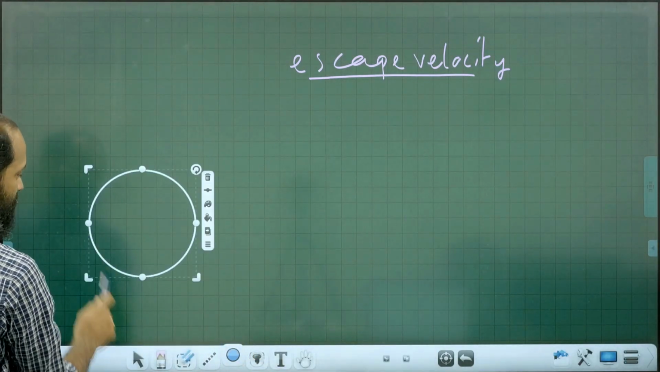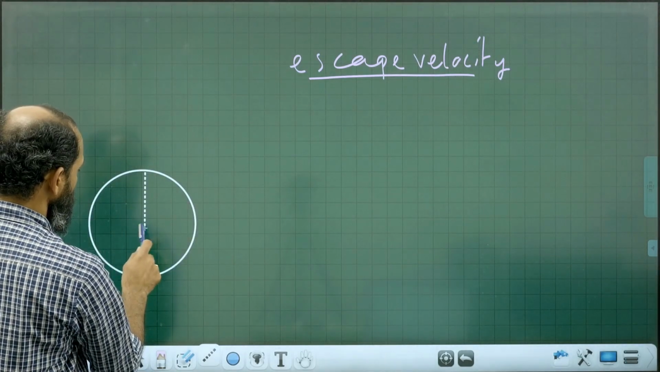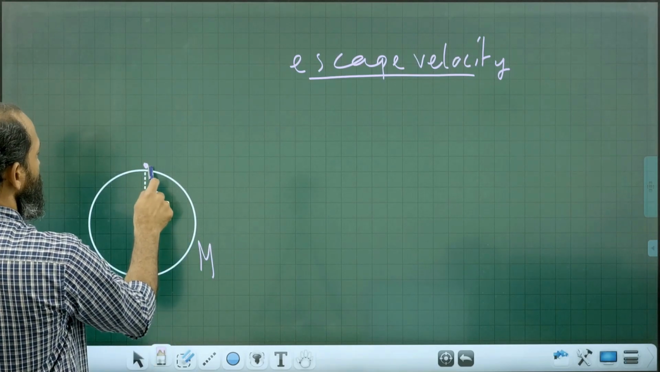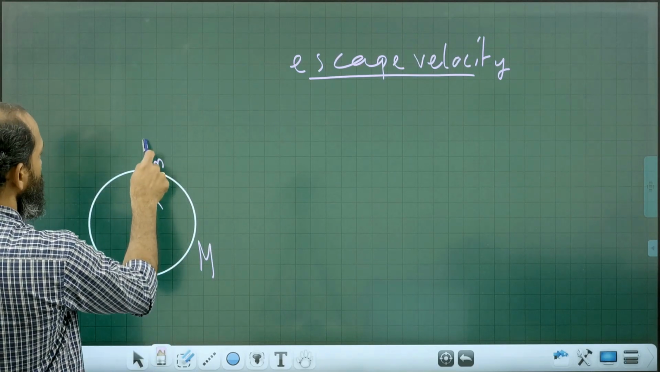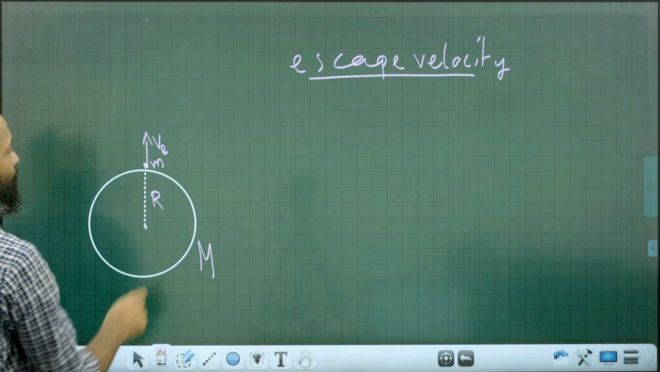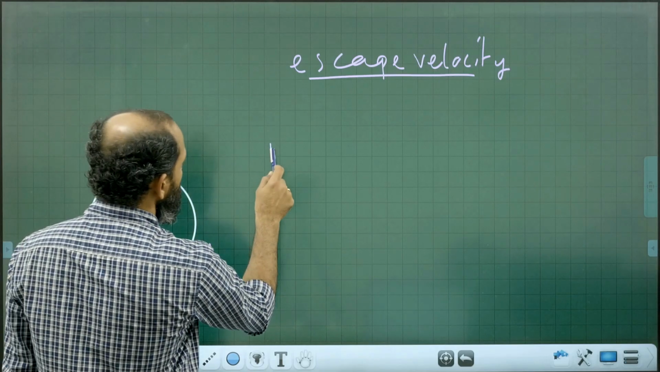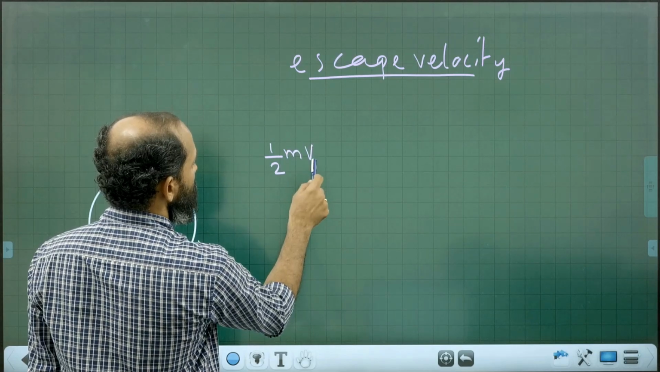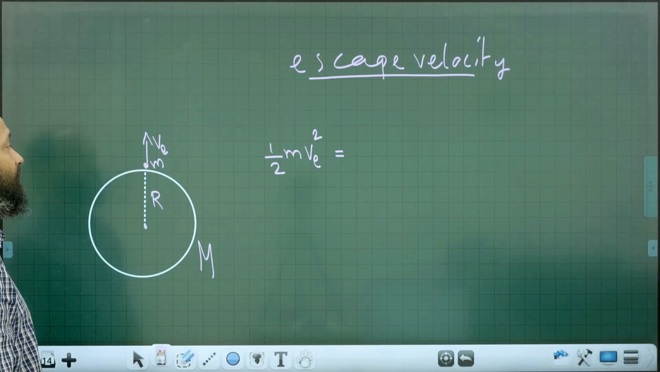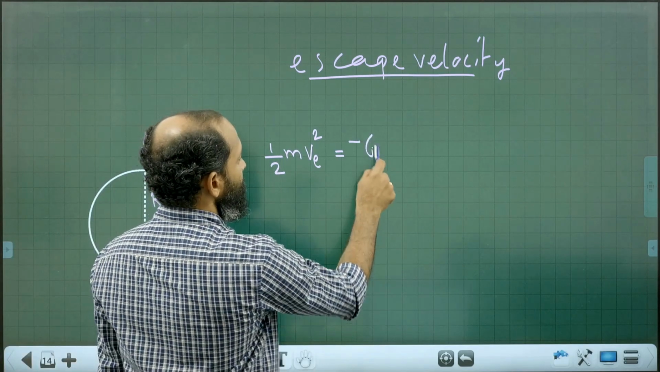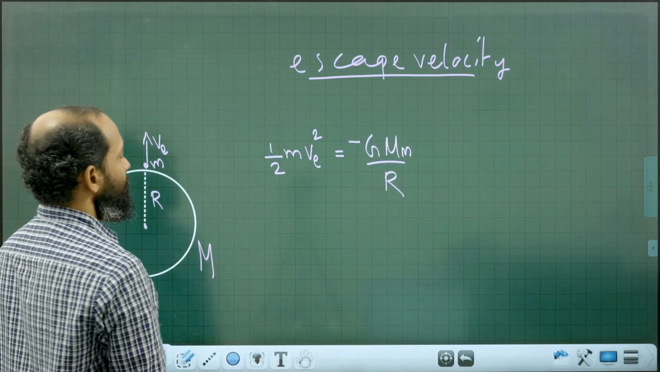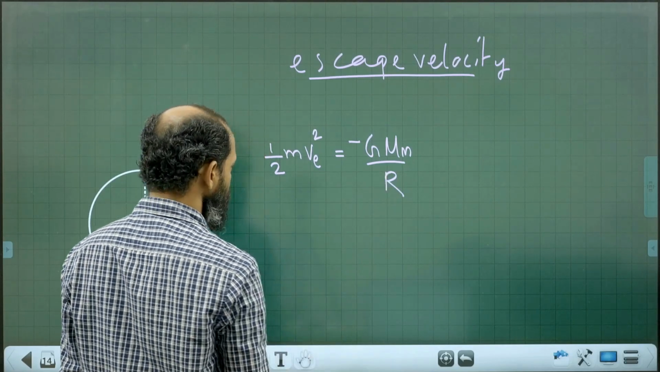Suppose our planet, a spherical planet of radius r and mass M. An object of mass m is given an upward velocity. If that velocity is the escape velocity, the kinetic energy of that object should be numerically equal to the potential energy of that object at the surface, minus GMm divided by r, for just escaping. So half m v square equals GMm by r.